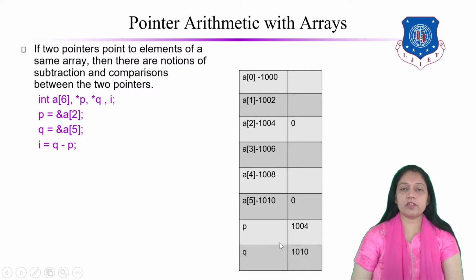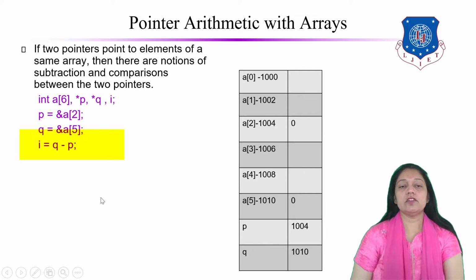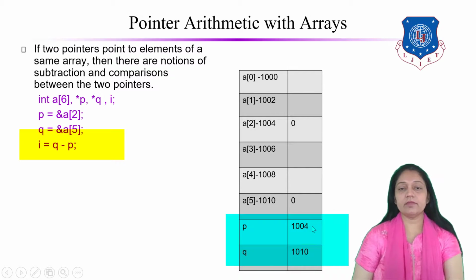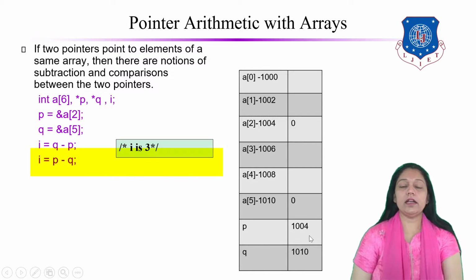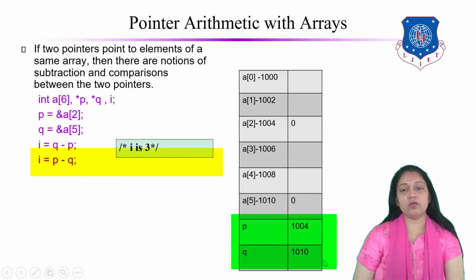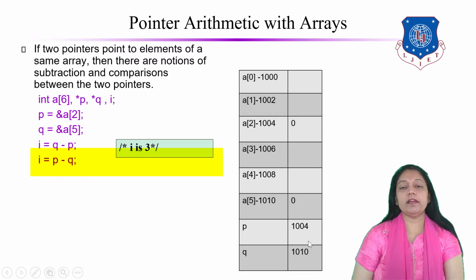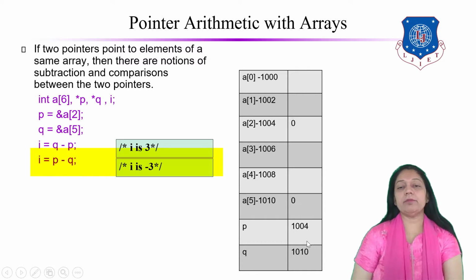And now I want to perform subtraction on the pointers. If I write i = q - p, it means 1010 minus 1004, that is 6. Since it's an integer pointer, you have to divide it by 2, so the difference you get is 3. If I reverse the subtraction, i = p - q, I'll get 1004 minus 1010, that is negative 6, divided by 2 because it's an integer pointer, so I'll get minus 3.